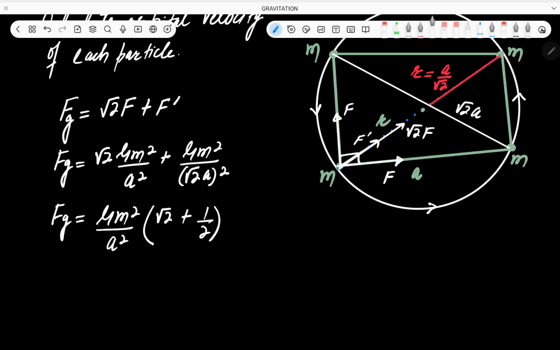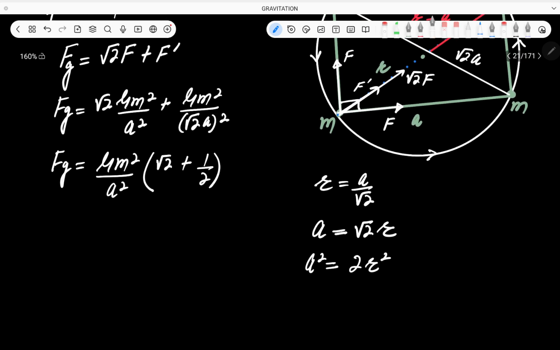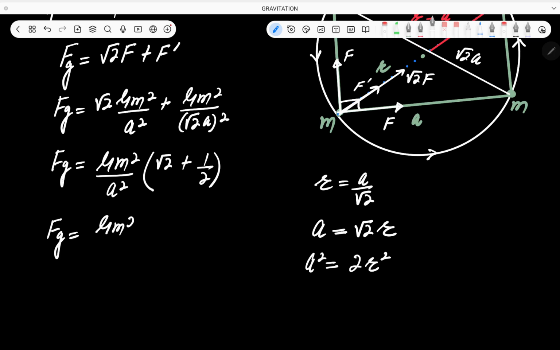Now in this question the side of the square is not given to me, or that is, the radius of the circle is given to me. This r is given to me and this a is not given to me. Can we write down this a in terms of r? Of course we can write it down. r is equal to a by root 2, which means that this a is equal to root 2 into r. All right, which in turn implies that this a square जो है it is equal to 2r square. So let me put it here. So the gravitational force on one particle finally comes out to be G M square divided by 2r square into root 2 plus 1 by 2.